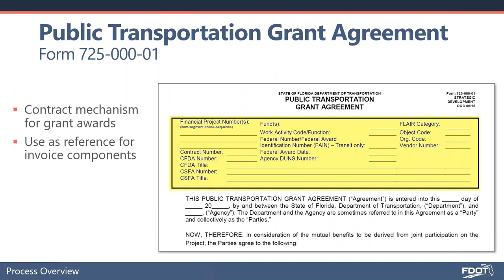So I'd like to just remind you guys that when you're developing your documentation for your invoices, it's really good to go over your PTGA over and over again. This is the mechanism in which funds are awarded. This is the only way that we're able to reimburse any funds. Without a contract in place, we would not be able to do that. So it's very important that you reference the PTGA for the various invoice components, such as FM number, execution date, expiration date, things like that. And Diane and Kayla, feel free to jump in if you feel like I'm missing anything.